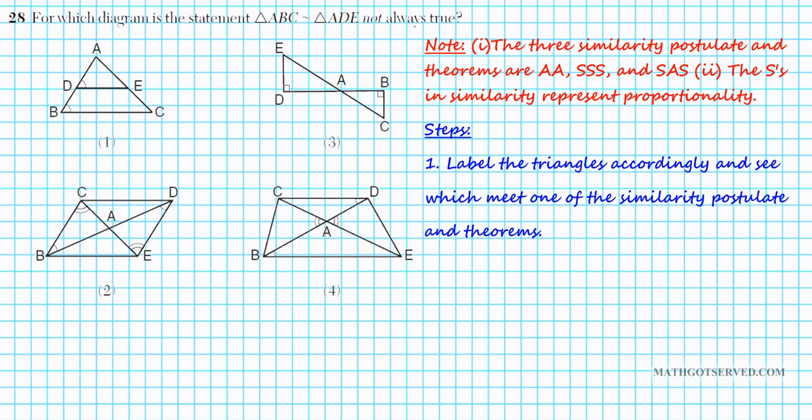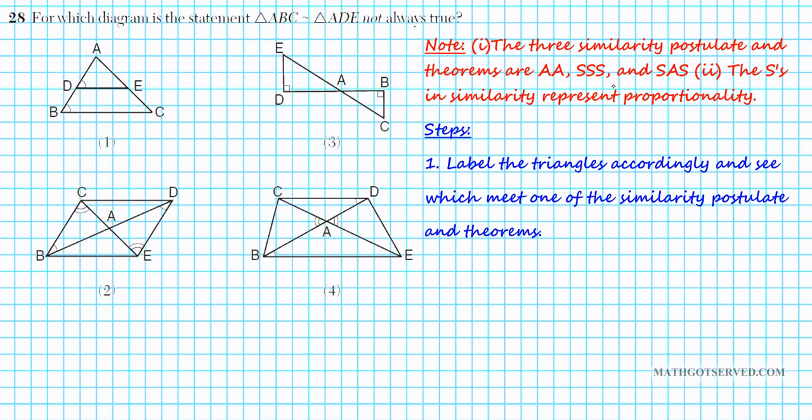All right, let's take a look at problem 28. It says, for which diagram is the statement triangle ABC is similar to triangle ADE not always true? So one thing you want to note is that in order to show that two triangles are similar, you have a postulate and two theorems that can be used to arrive at that conclusion. We have the AA angle similarity postulate, which states that if two corresponding angles of two triangles are congruent, then those two triangles are similar.